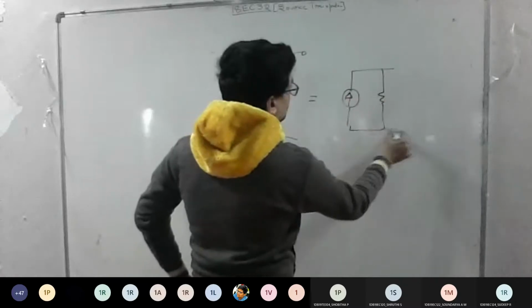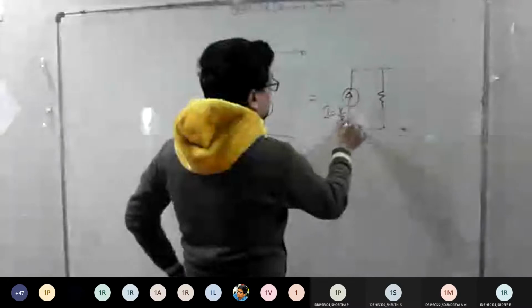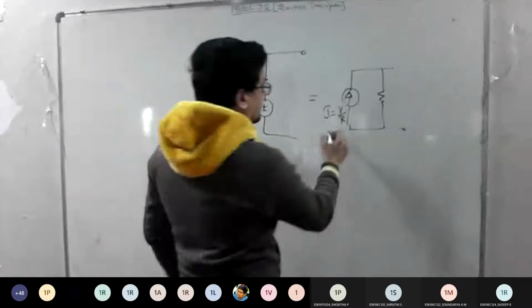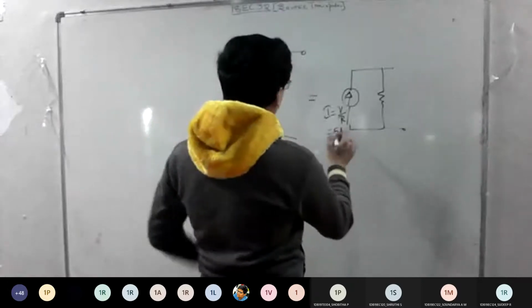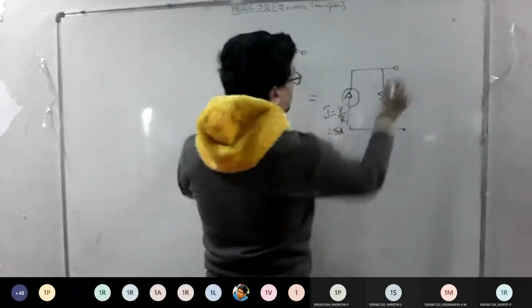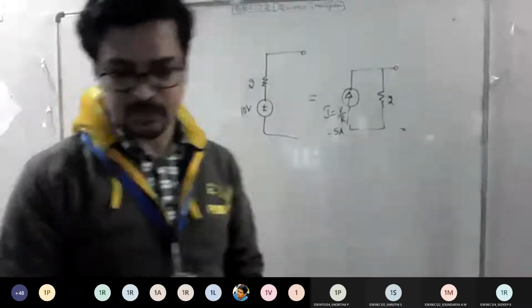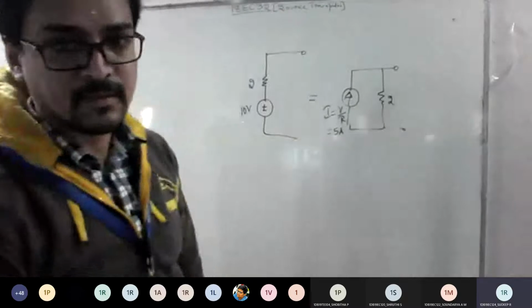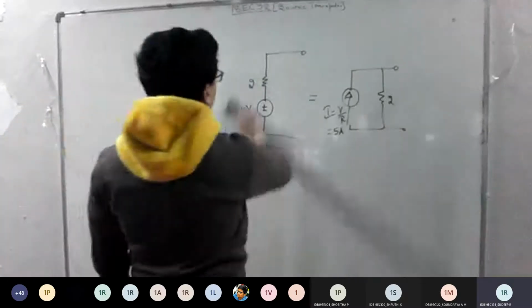So how to find I? V by R. What is the value of V? It says 10. So 10 by 2, you are going to get the current as 5 amp. And the same resistor will come here. So this is how we used to do it. Is it clear, everyone? Yes, sir. So this is the logic you need to have.